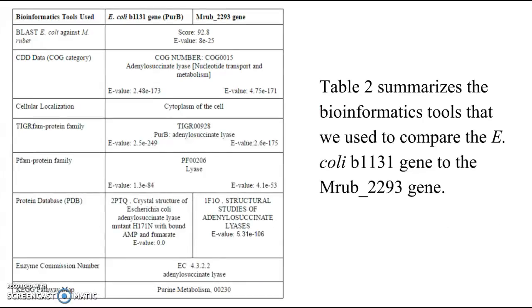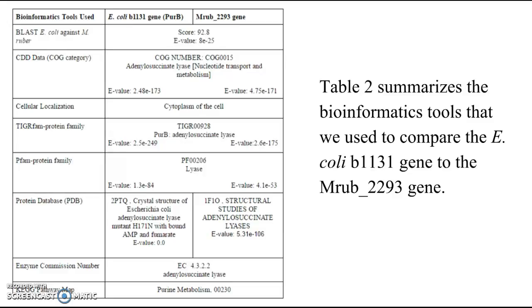The next table is comparing the second set of genes, known as E. coli B1131 and M. ruber 2293. And as you can see, the initial blast gave us a small e-value, which is one of the first pieces of evidence that they are orthologous to one another.